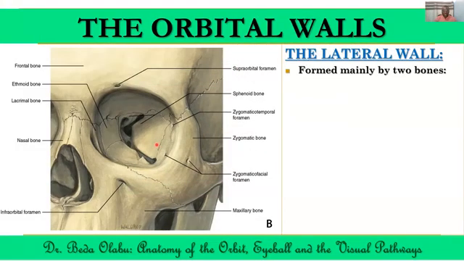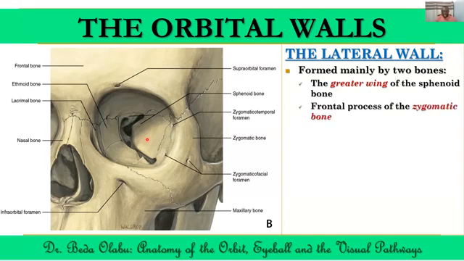Now we can talk about that very lateral wall. Lateral wall of the orbit is formed by two major bones. We have the greater wing of the sphenoid bone, which is the one I'm pointing at right now. And we have the zygomatic bone, in fact, the frontal process of the zygomatic bone, which is this region here. So as you can see, those are the two major bones in the lateral wall. There's a fissure separating them, as you can see there.